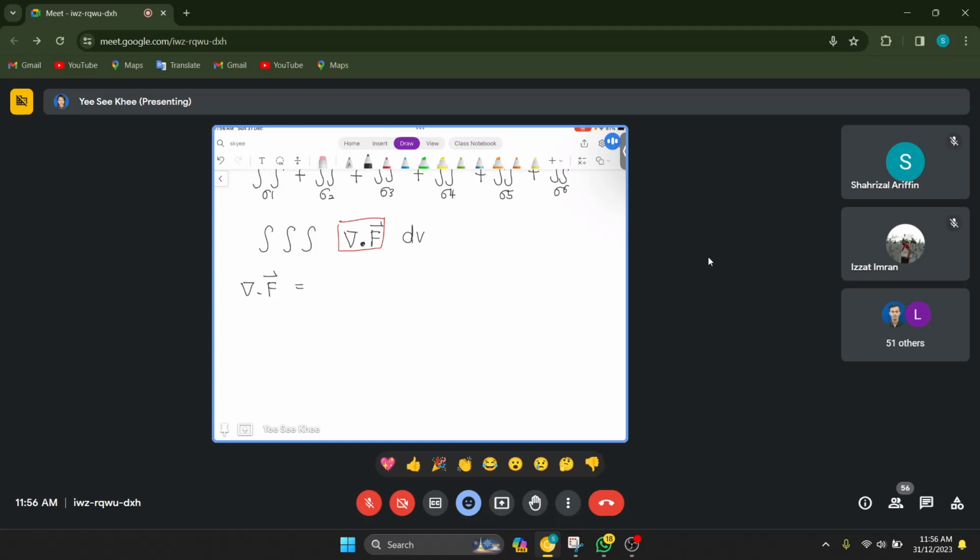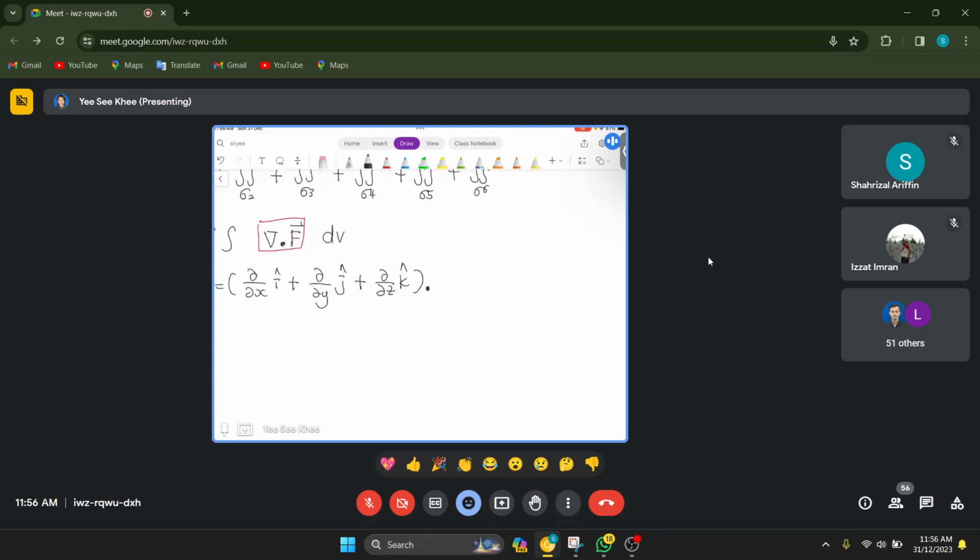So the divergence, the del, in fact, represents this: del x i plus del y j plus del z k. This is your del. When it is dot product with F, remember your F has the terms x i, and 2y, and 3z.